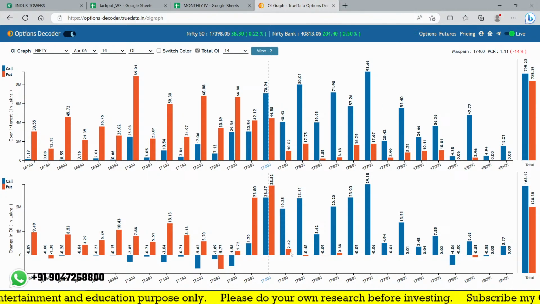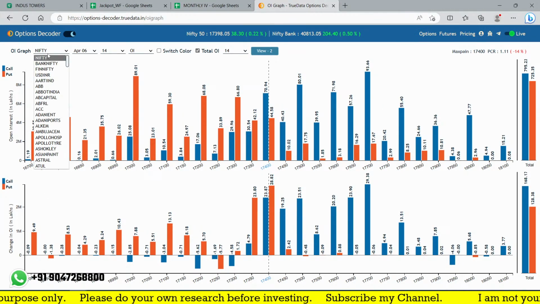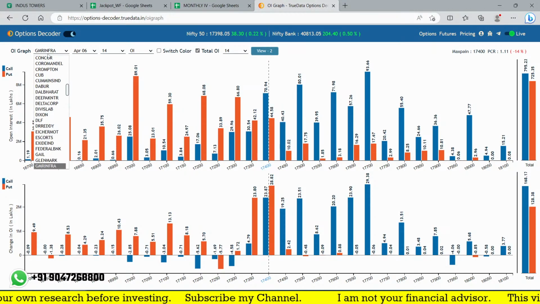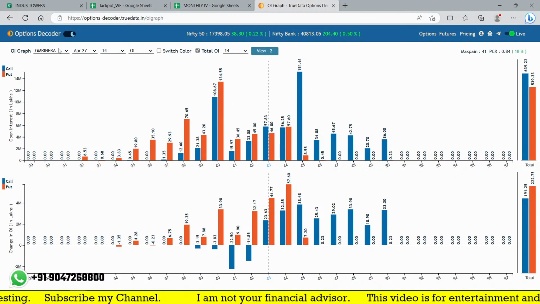Look at this, any stock you want, you can go here. Let me go for GMR Infra today because it has performed well, and look at this, the OI changed hugely on the put side. That means the majority of the selling is happening on the put side, so maybe the stock is going to move forward.